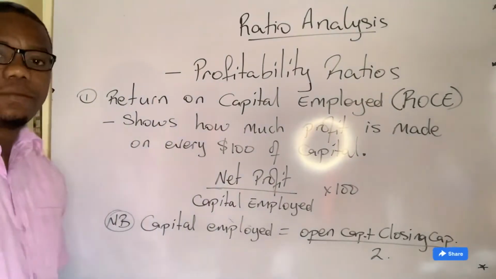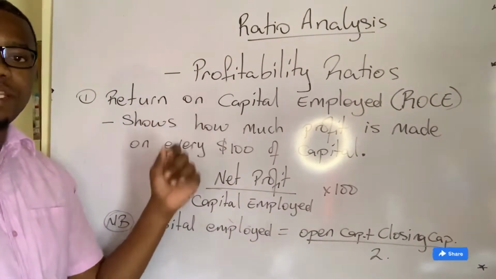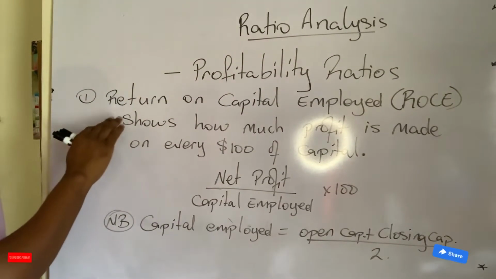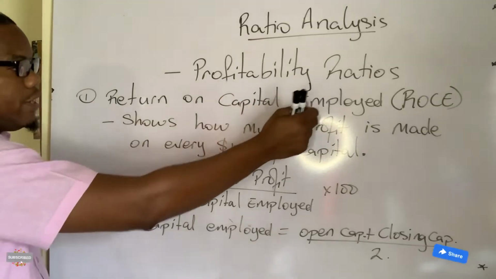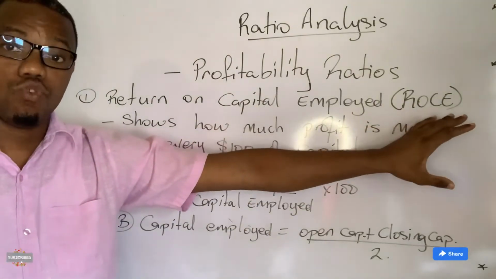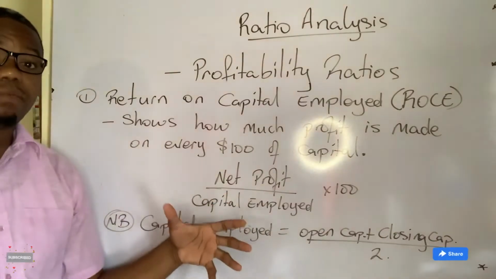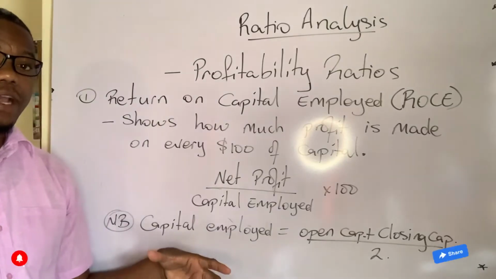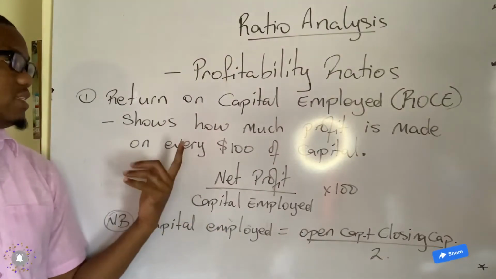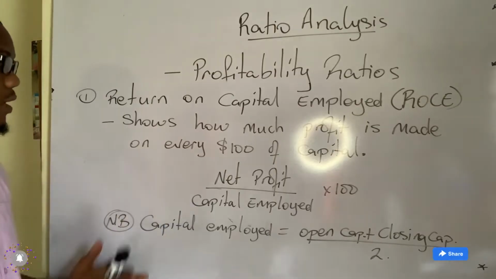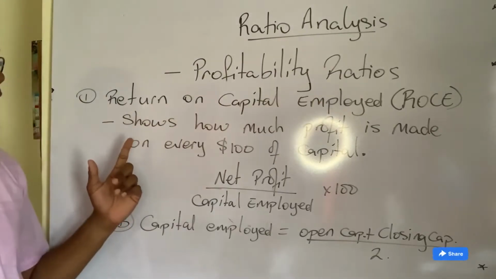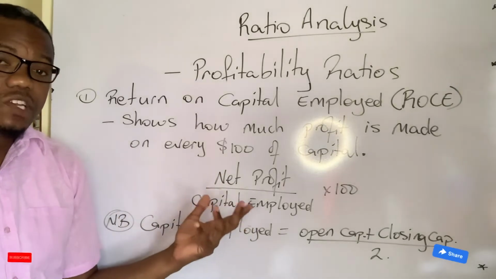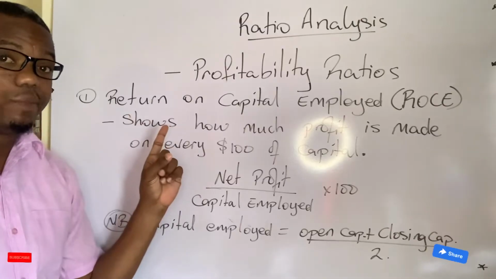All right, so let's look at a profitability ratio. The first profitability ratio that we'll be looking at today is the return on capital employed, called the ROCE. Now, this is by far the most important accounting ratio that you can learn. The reason is, one, it's a profitability ratio, and not only that, it shows how much profit is made on the capital that you invest. If you are an investor, this ratio is extremely important to you.